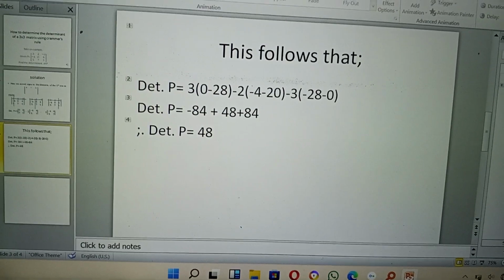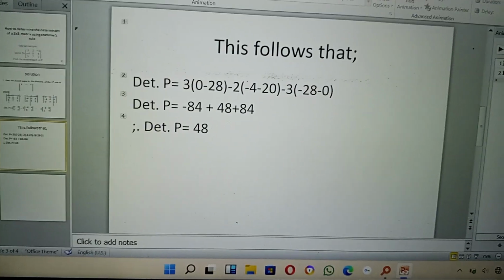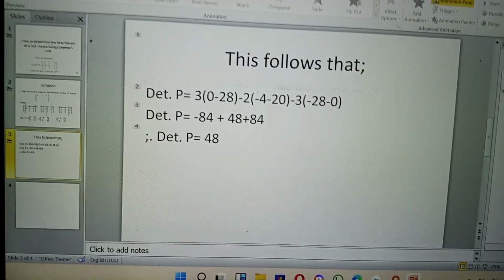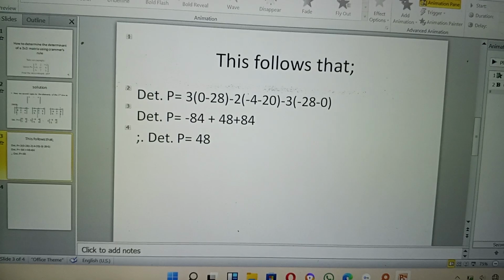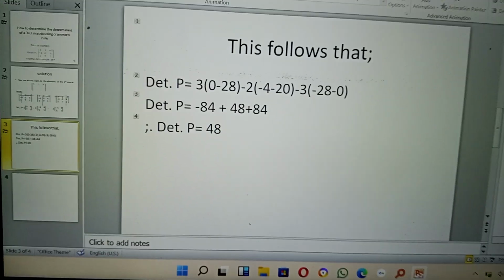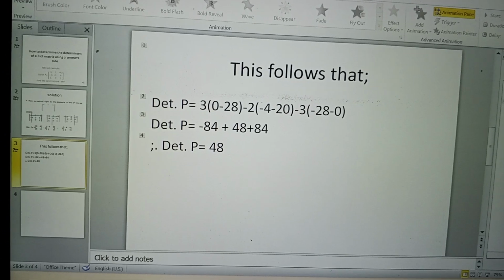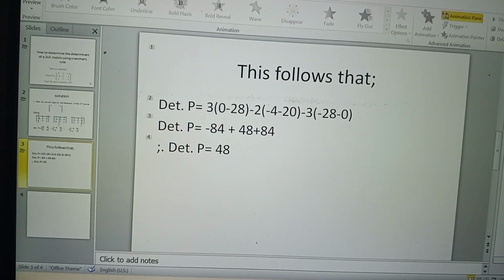Now, if we calculate this simple algebra, addition and subtraction, we get the determinant of that matrix P as 48. The determinant of a matrix is always a scalar.